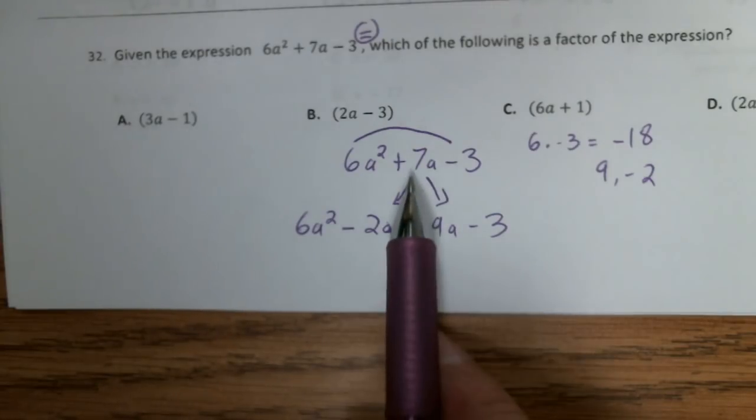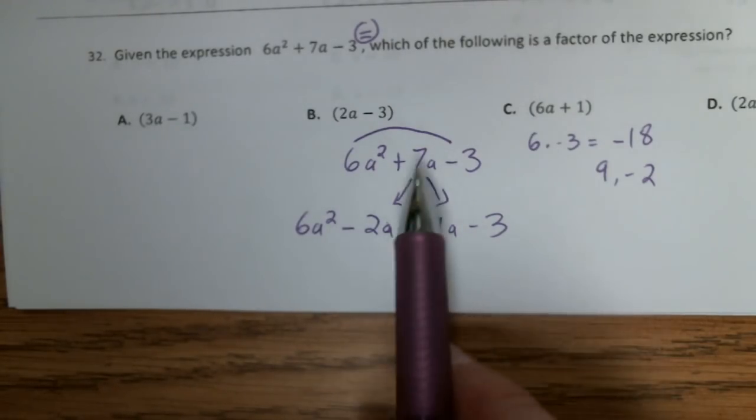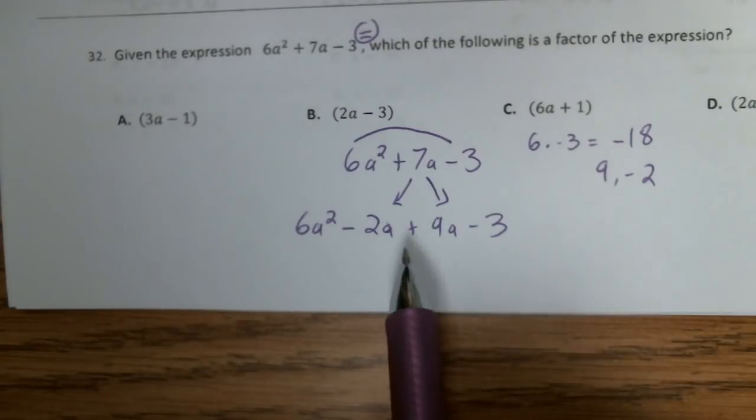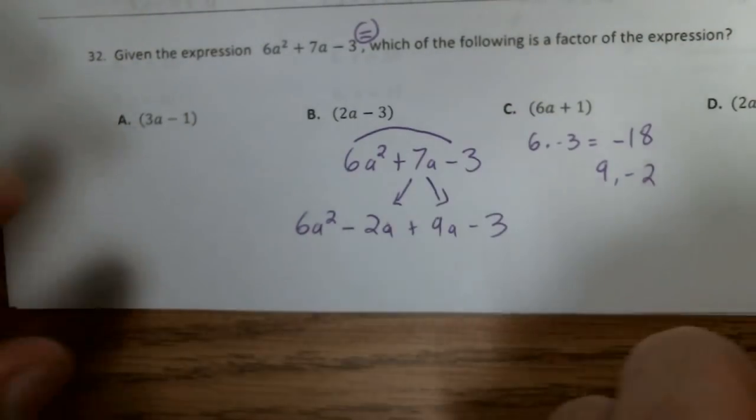9 minus 2 is 7. So I haven't changed anything. I haven't changed the equation. I just broke the one term down into 2 separate terms. But now watch what I get to do.